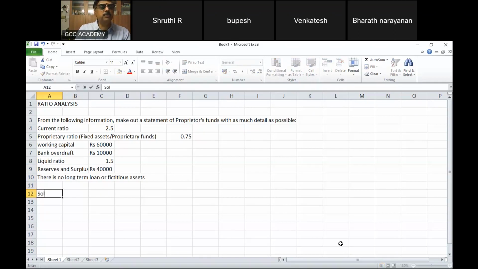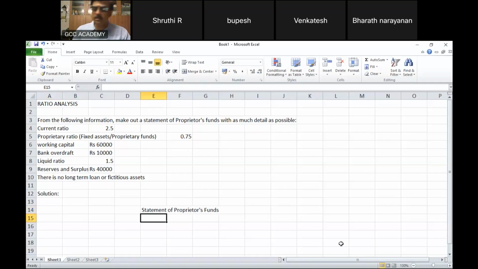So let us proceed to the solution. We have been given current ratio 2.5, working capital 60,000. Prepare a statement of proprietor's fund. First of all, I'll show you how a statement of proprietor's fund will look. Very, very important. It's a special format. It starts with sources of funds and then it ends with application of funds.